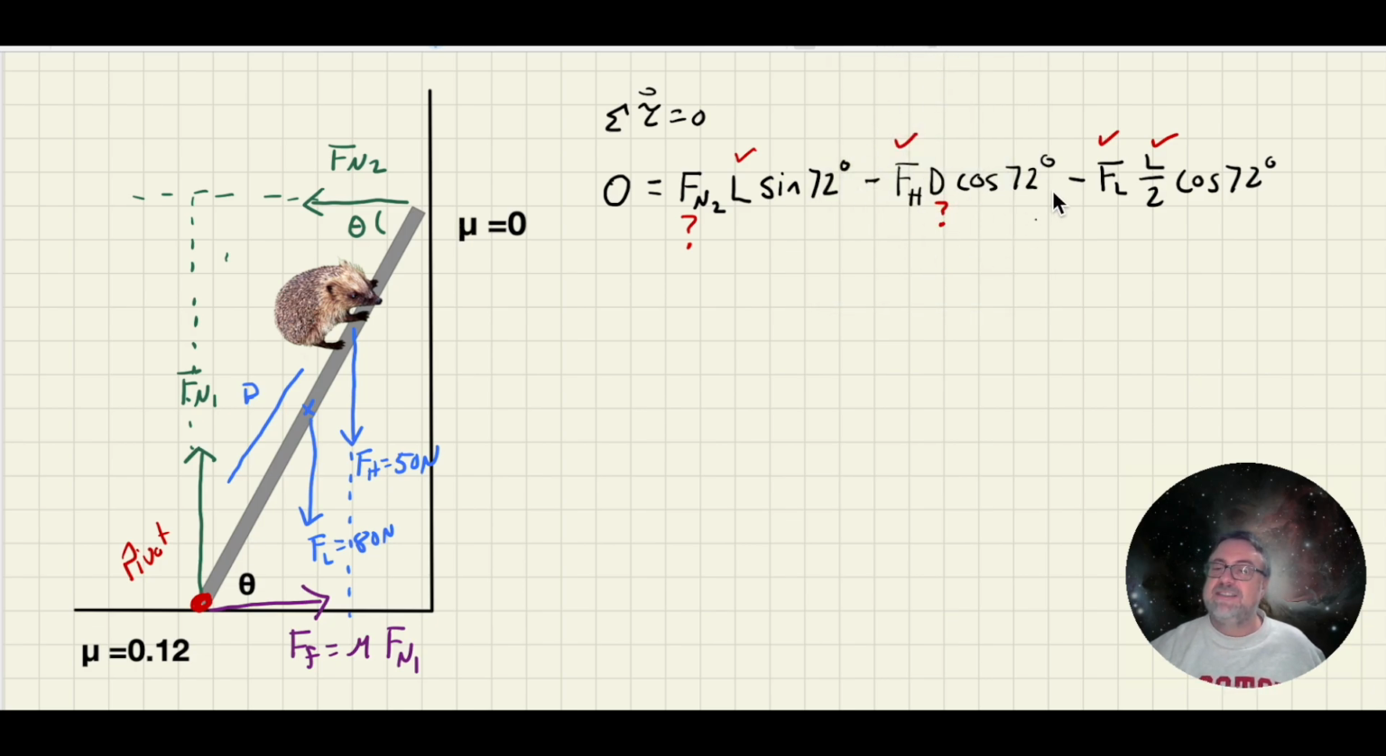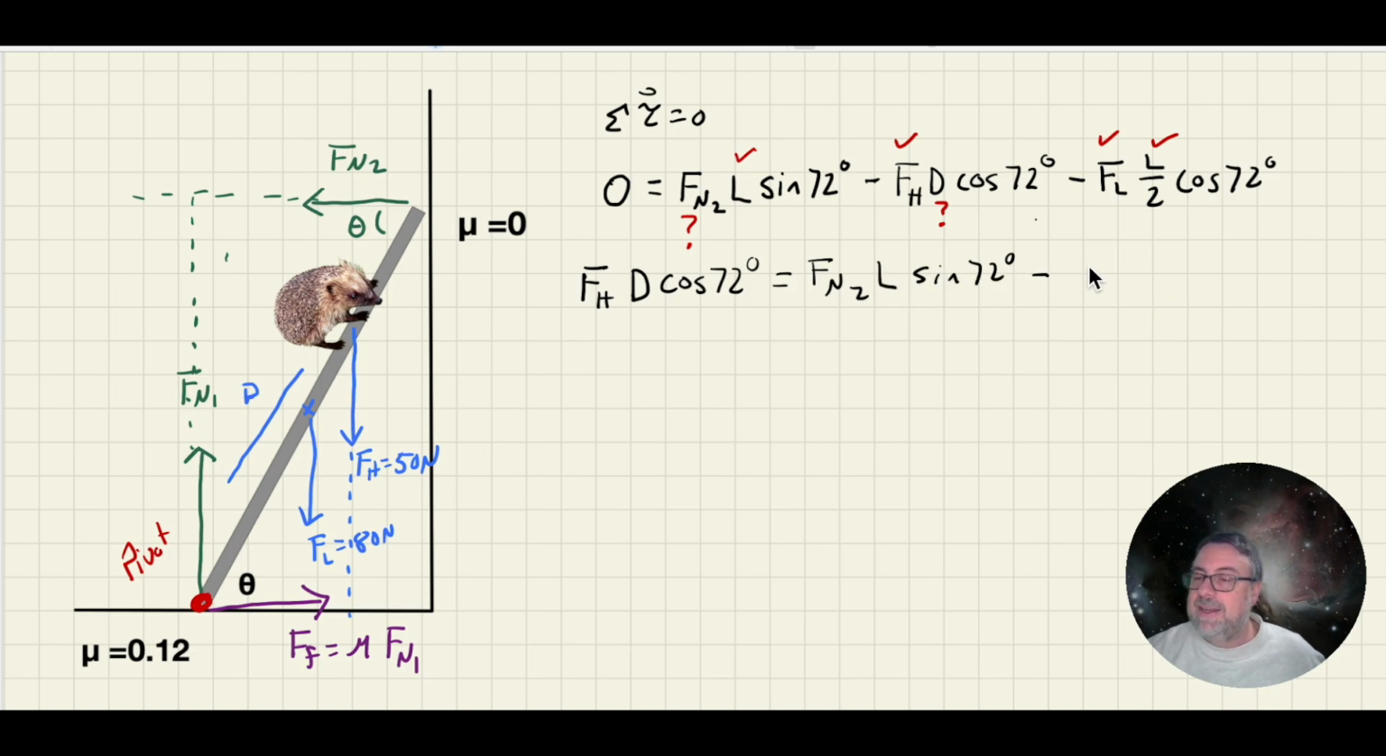Now, I'm going to rearrange this a little bit before we start complicating things. Since I'm looking for the distance D, I'm going to pull this torque over to the other side. And I get the force of Harry times distance D times cosine 72 degrees equals the second normal force times the length of the ladder times sine of 72 degrees minus the weight of the ladder times half the length of the ladder times cosine of 72 degrees. All right, so how do I find the second normal force?